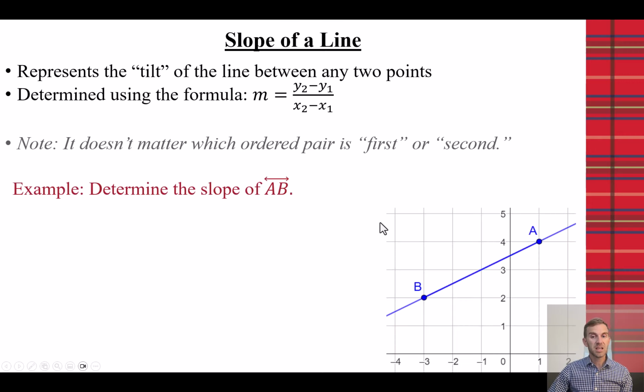So say instead of a segment, we made this a line, and we're looking at the slope of line AB. We still have those same two ordered pairs, but now we can determine their slope, or their tilt that's on the coordinate plane.